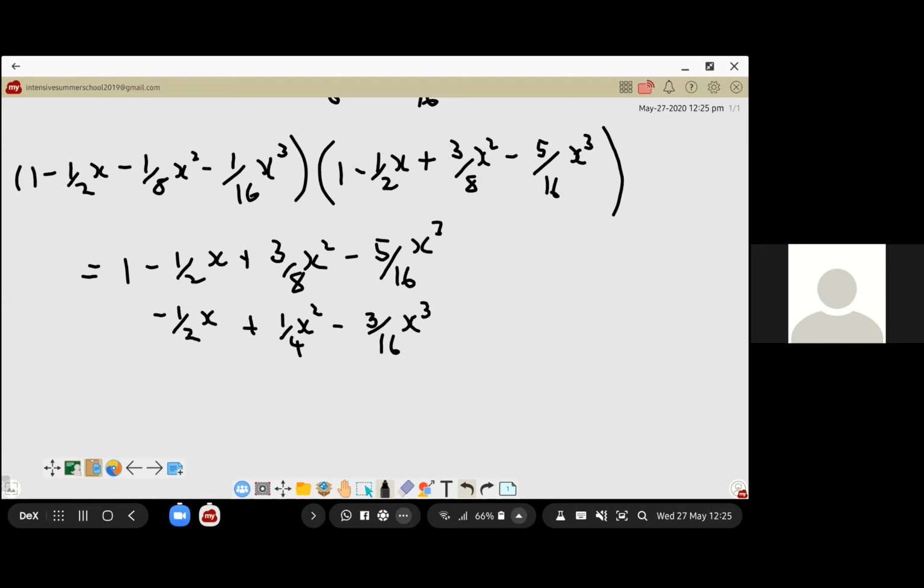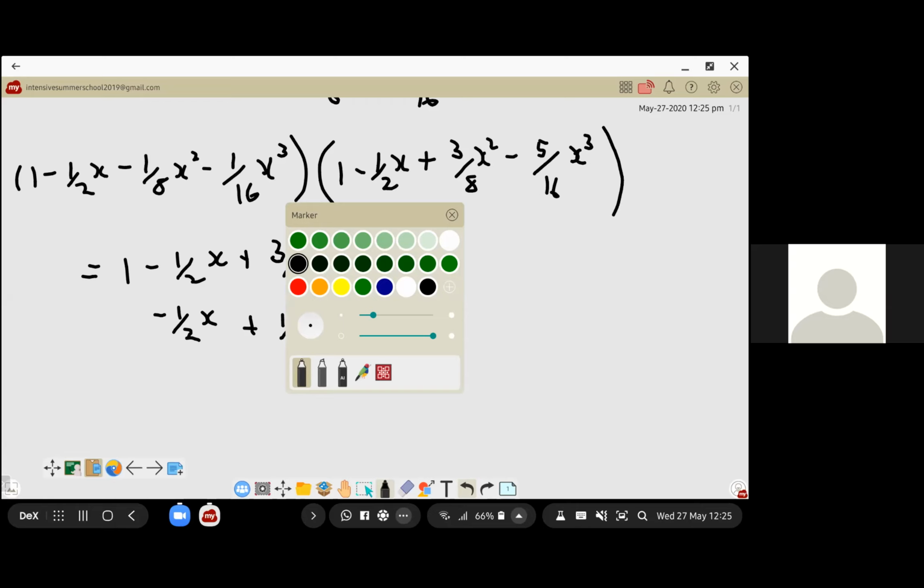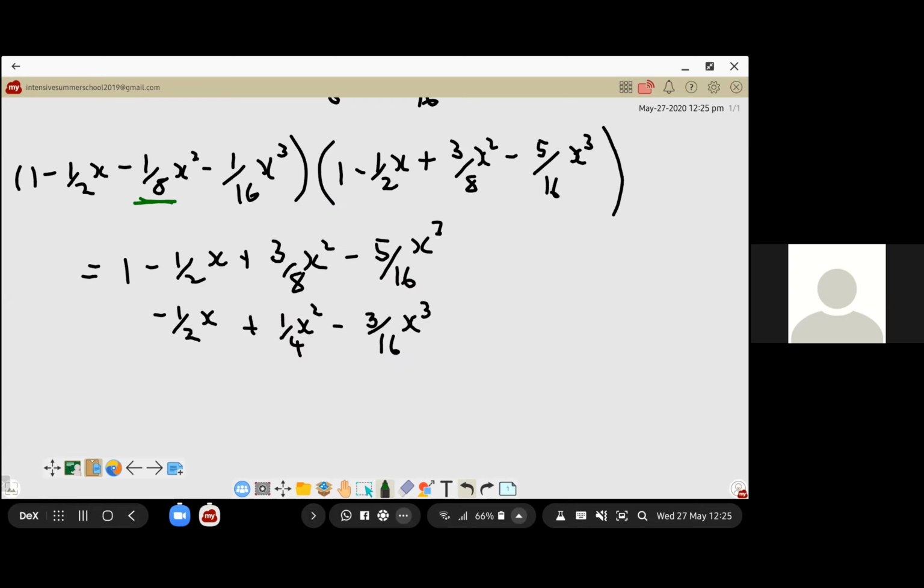Okay, so now we'll come to the next one. We'll come and do negative 1 over 8 x squared times 1. We'll multiply this. Negative 1 over 8 times 1 is going to give us what? Negative 1 over 8 x squared. Then negative 1 over 8 times the next one, times negative half x, is going to give us what? Positive 1 over 16 x cubed. Okay. Do we go again?